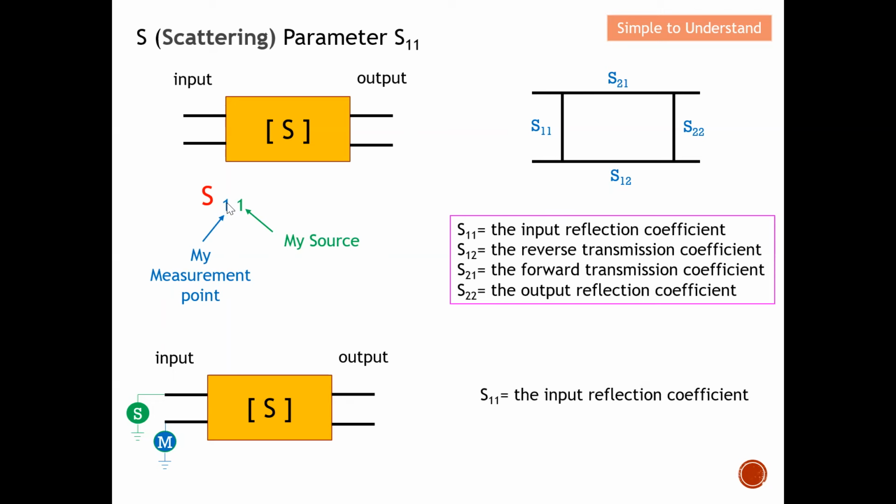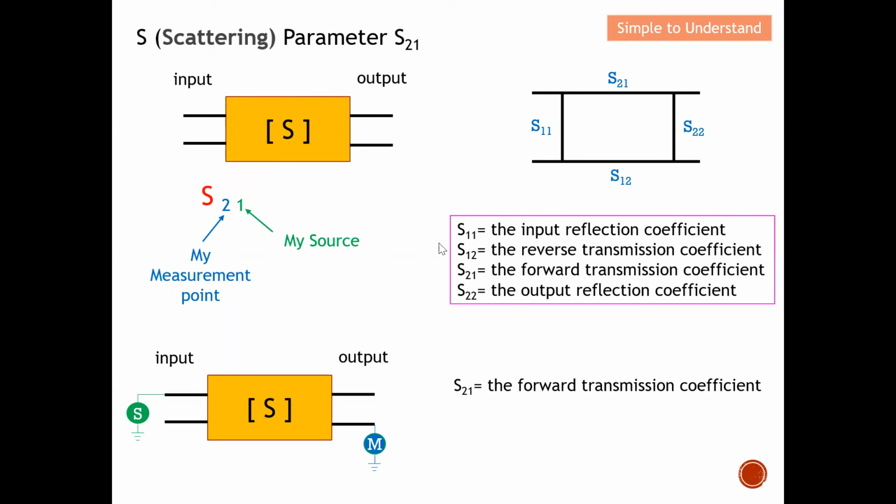Let's do another one so that you will be more clear. Let's do S21 over here. Again, this is a two-port network, and this is S21. For this case, I put my source at port number 1, which is at the input, and I do my measurement at port number 2, which is my output. So I supply at the input and measure at the output.